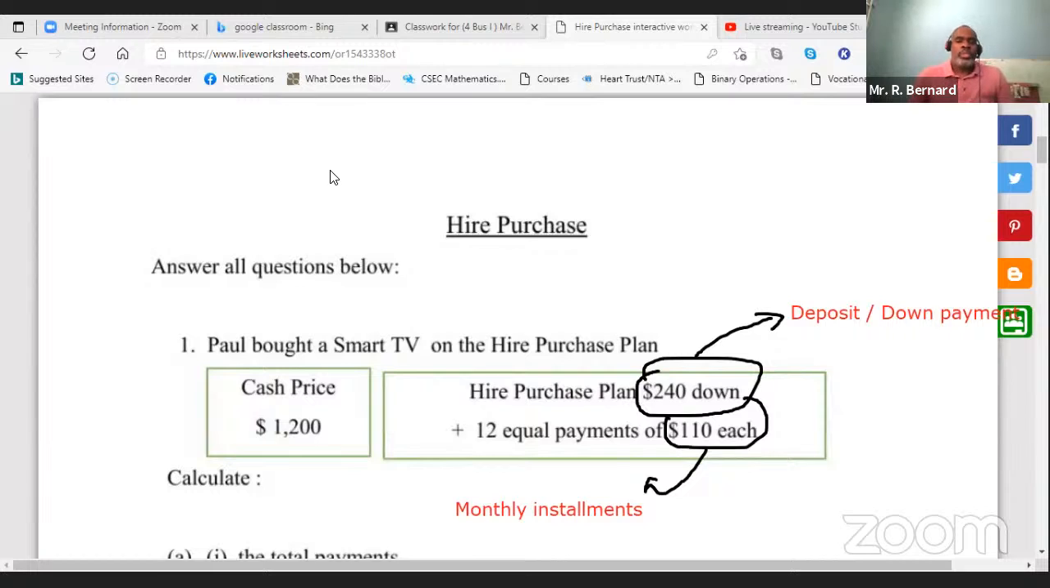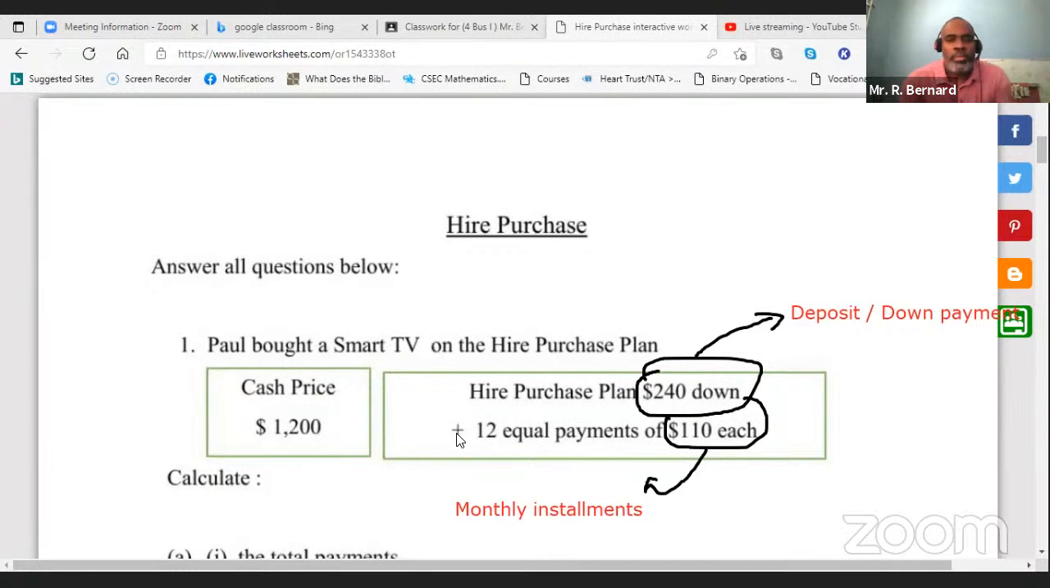Very good. So to find the hire purchase, hire purchase is equal to the down payment plus 12 monthly installments of $110 each. So in general, hire purchase is equal to deposit or down payment plus monthly installments. Total monthly installments, if you want to put it that way.